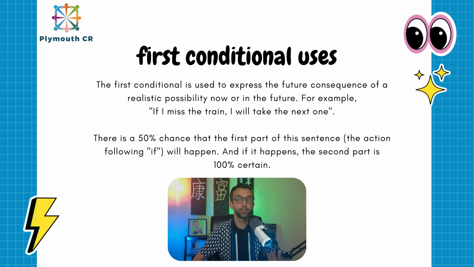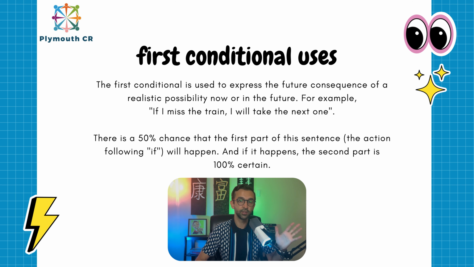So when do we use the first conditional? It says that the first conditional is used to express a future consequence of a realistic possibility now or in the future. So for example, if I say, if I miss the train, I will take the next one. What we're saying is that if the first part of the sentence, if I miss the train, then I will take the next one. So the result of the first part is going to be taking the next train.